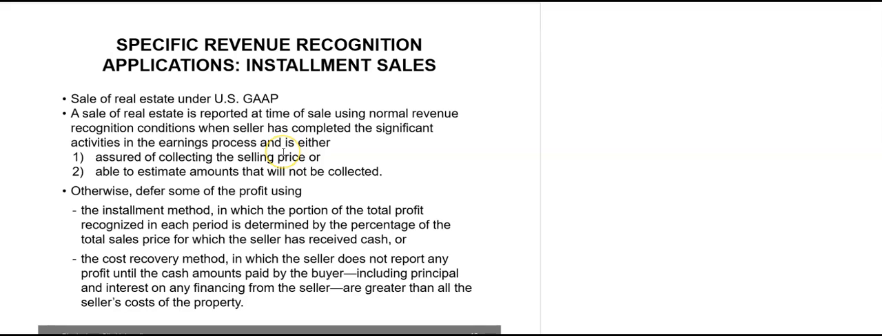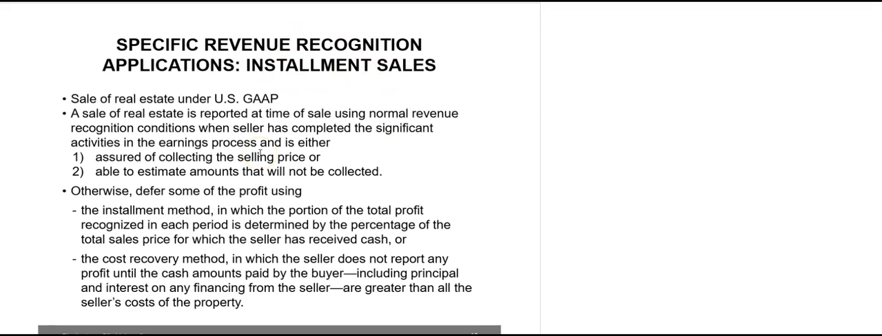Under US GAAP, when the seller has completed the significant activities in the earning process, a sale of real estate is reported at the time of sale using the normal revenue recognition conditions, provided either the seller is assured of collecting the selling price or is able to estimate the amounts that will not be collected. Otherwise, when those two conditions are not fully met, some of the profit is deferred under US GAAP. Two methods that may be appropriate in these limited circumstances and relate to the amount of profit to be recognized each year from the transaction are the installment method and the cost recovery method.